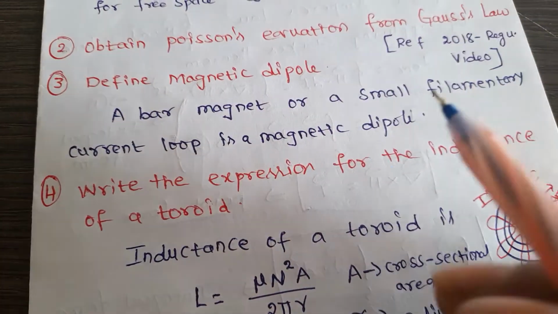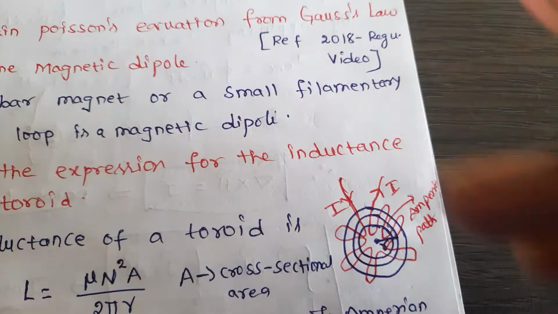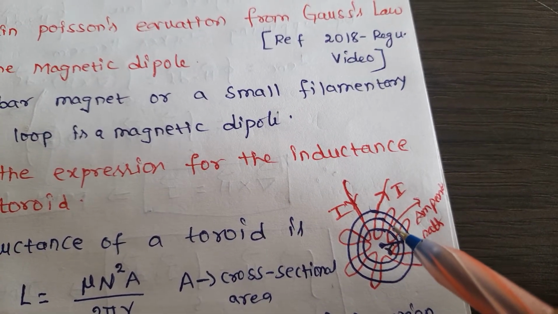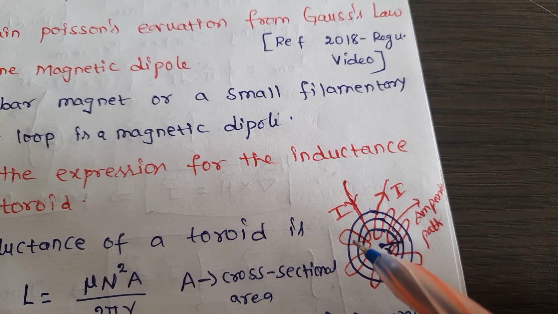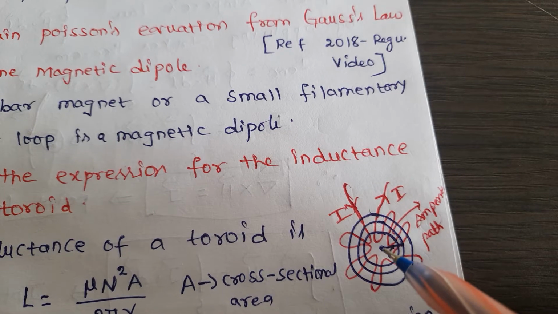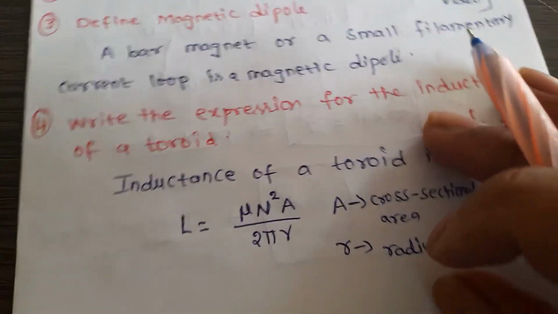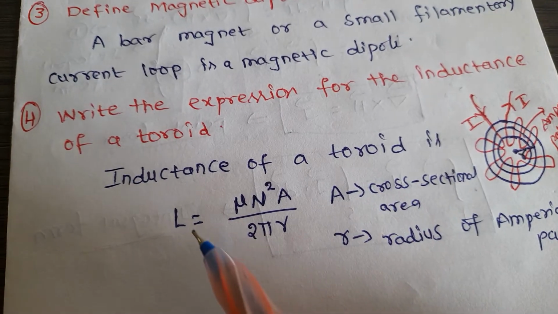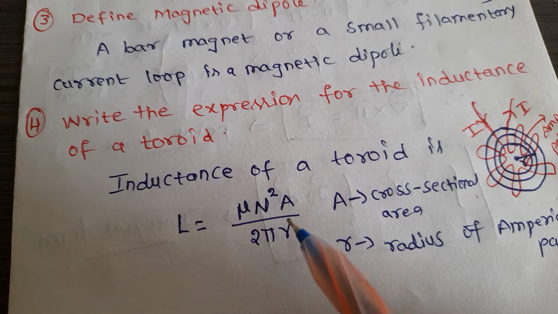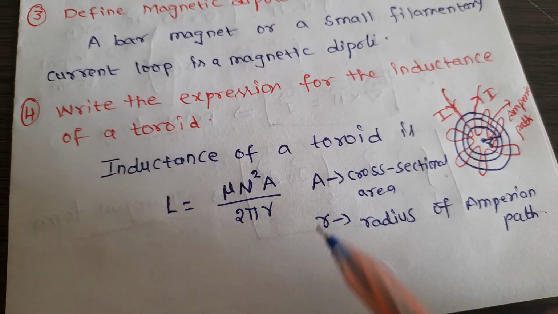Now coming back to the fourth question, write the expression for the inductance of a toroid. We know that this is the toroid. I have considered the Amperian path. It is not a circle of the toroid, it is an Amperian path. The radius of the Amperian path from the center of the toroid, let us consider smaller. Now the inductance of a toroid is given as mu n square into A upon 2 pi r, where r is the radius of the Amperian path, A is the cross sectional area. This is the inductance of a toroid.